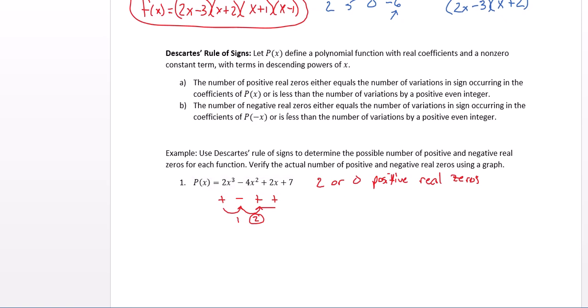So the number of negative real zeros either equals the number of variations in sign occurring in the coefficients of p of negative x, or is less than the number of variations by a positive even integer. P of negative x will be negative 2x cubed. Any odd powers will change signs. Even powers will not. So here I'm negative, negative, negative, switch to positive. So there is 1 negative real zero.